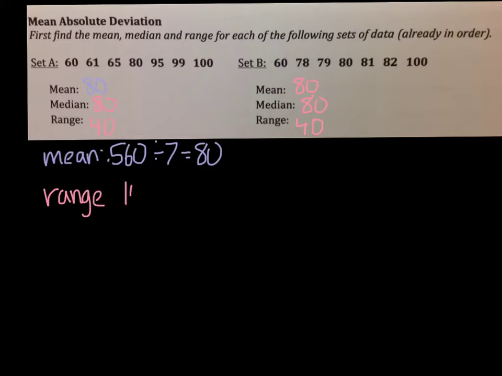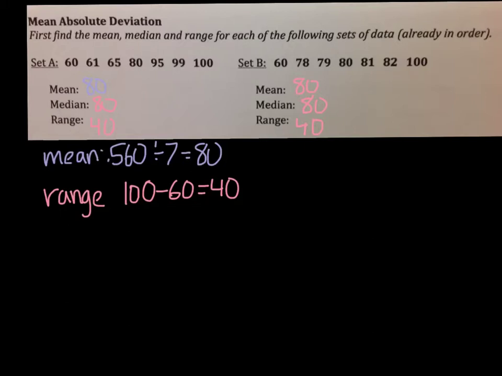This is true for both data sets. They're both given to us in order already. The maximum number is 100, and the minimum number is 60, so the range is 40. The median, or the middle number, is already given because we have an odd number of data points, so 80 is our median for both.